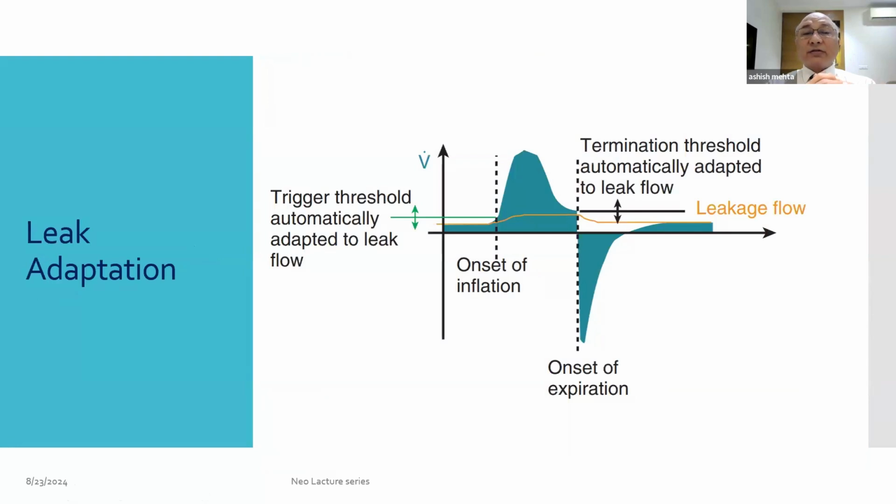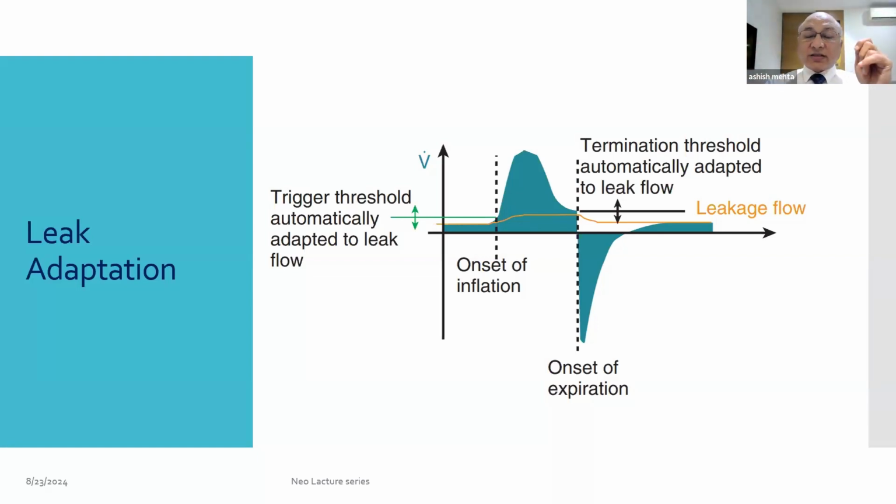What about leak adaptation? Again, the same problem. Because of the leak, the triggering mechanism is not working efficiently. Let's say this is your base flow and this is where the trigger flow is. When there is a leak, continuous flow is going on. So the machine gets the impression that the baby needs more flow, and keeps on delivering the breath without terminating it. So triggering is a problem. Termination also becomes a problem. If I adjust the leak by increasing the flow, then probably your termination and triggering criteria can be met.